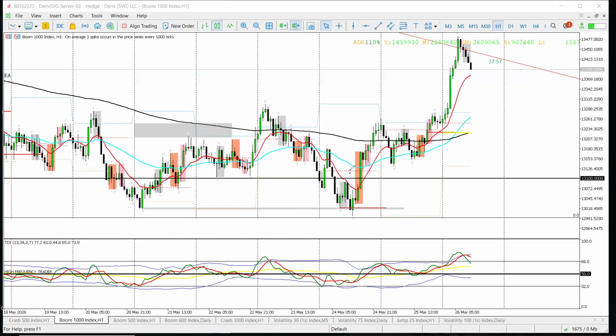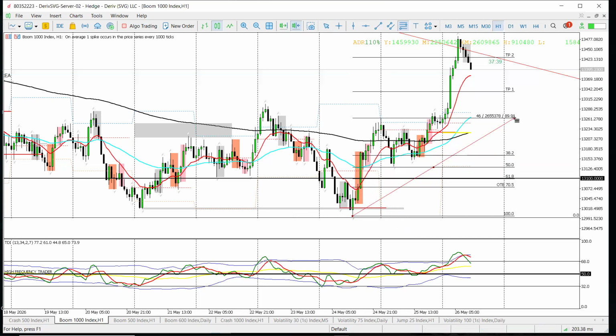We get our impulsive push up. What's the next thing we want to do? We want to now place our fib. Remember, we're on the 1 hour. We drag our fib from the lowest price to the price point or the highest price point before we see a visible retracement. So that's here. Then we just map it out into the future.